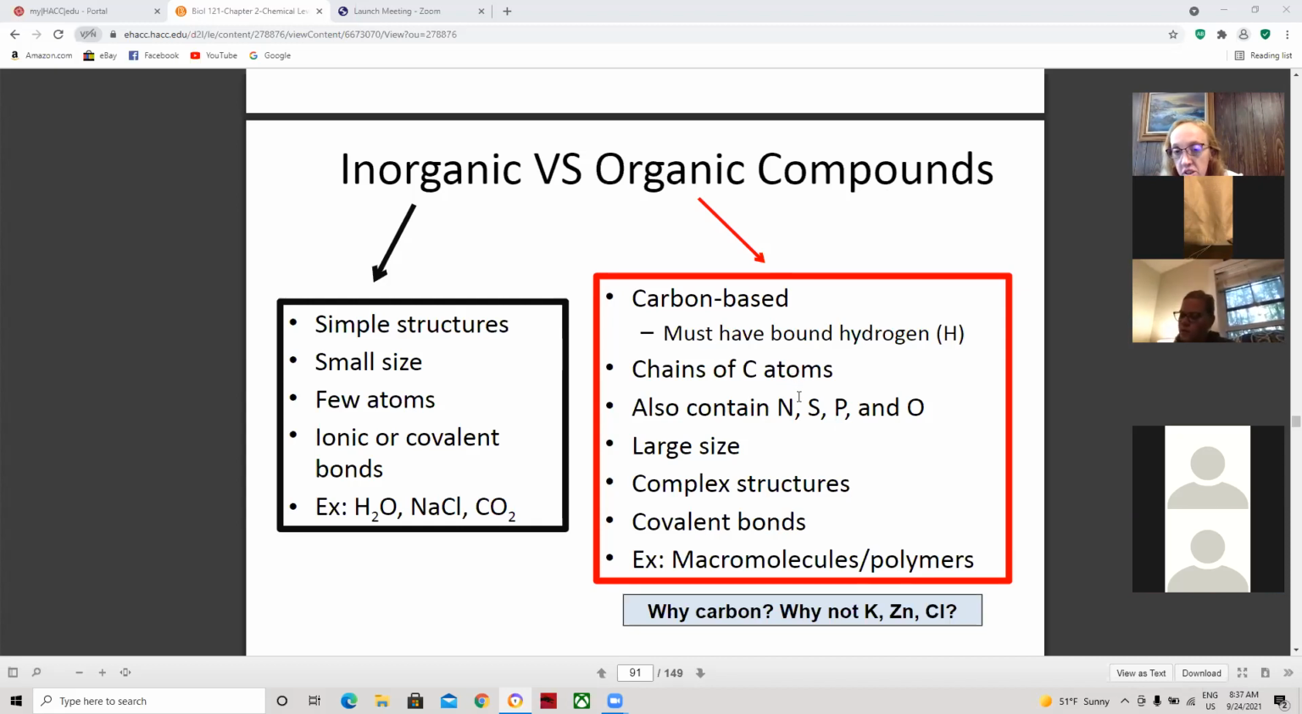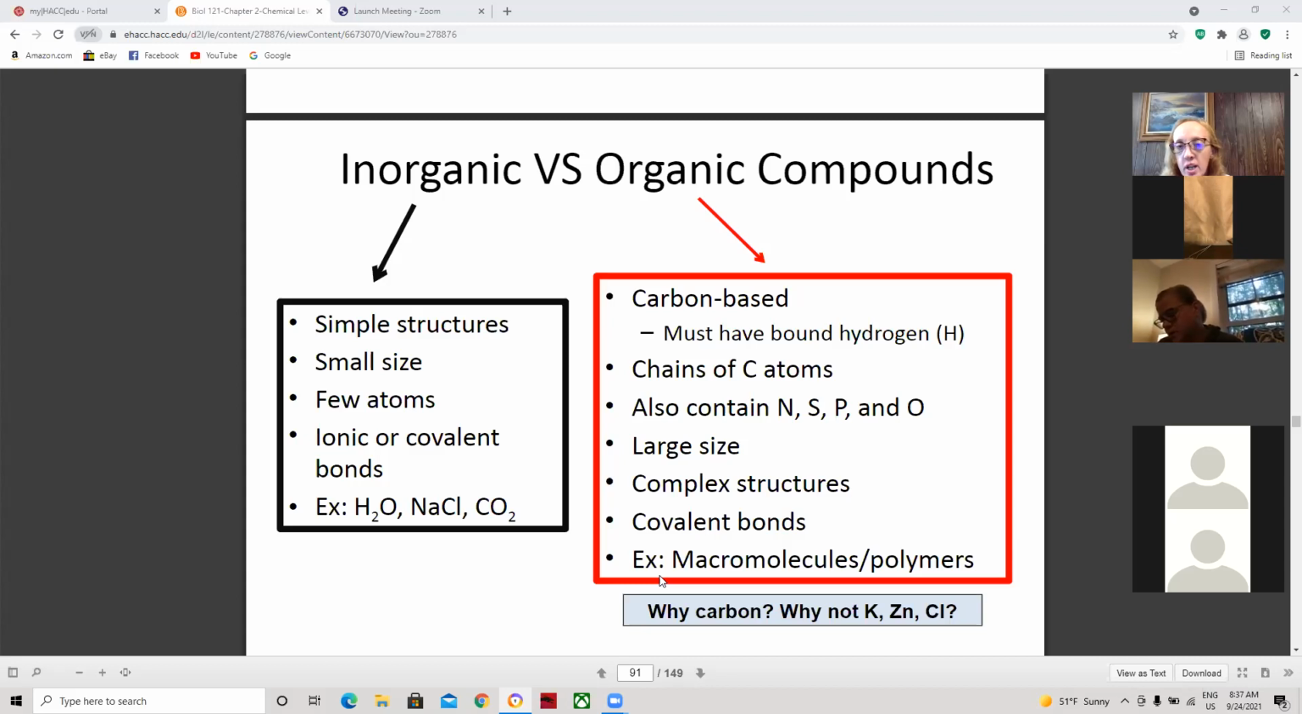So organic compounds contain carbon and hydrogen. They're chains of carbon atoms. And they can also contain nitrogen, sulfur, phosphate, and oxygen. They're usually large in size. They're complex structures. And they're always bound by covalent bonds. So inorganic can be ionic or covalent bonds. Organic compounds are always covalent bonds. Some examples are macromolecules and polymers.